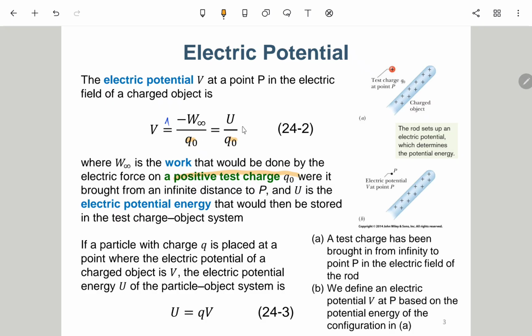Simply speaking, negative W infinity is actually U. You can simply see that by cancelling the Q0 there. Here it says the W infinity is the work that would be done by the electric force on a positive test charge Q0 when it is brought from an infinite distance to P. And U is the electric potential energy that would then be stored in the test charge object system.